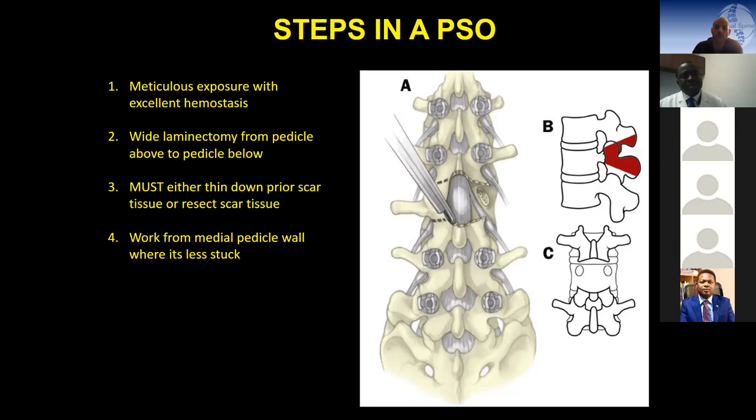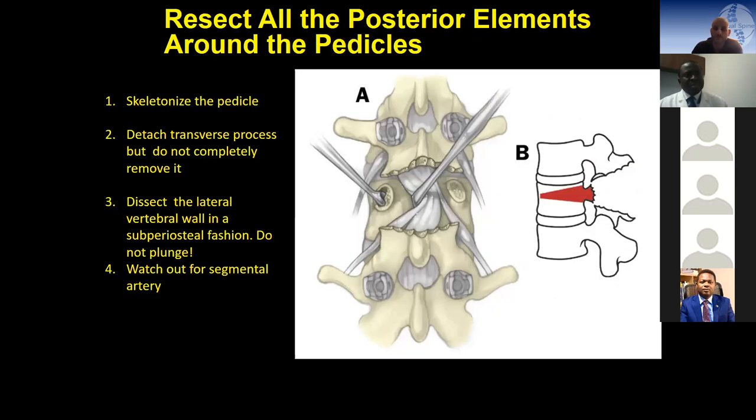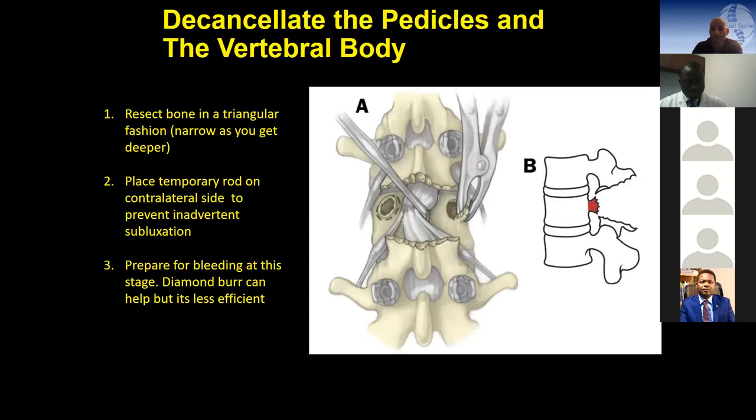Working from the medial pedicle wall where it's less stuck is a useful trick in the beginning. Then the next step is to skeletonize the pedicle, detach the transverse process, but don't completely remove it. Just detach it to give you enough room to go and dissect in the lateral vertebral wall in a subperiosteal dissection. I've had a couple of cases where in the process of doing a subperiosteal dissection, it's very easy to plunge, so you just want to be careful during this step. And also watch out for the segmental artery in the mid vertebral body.